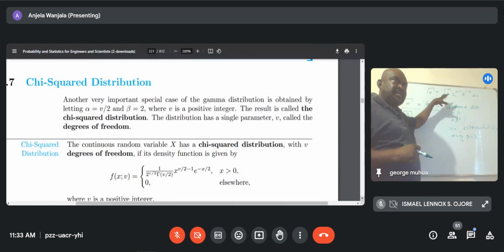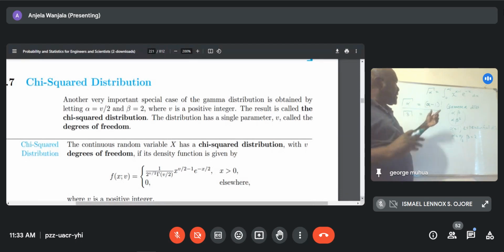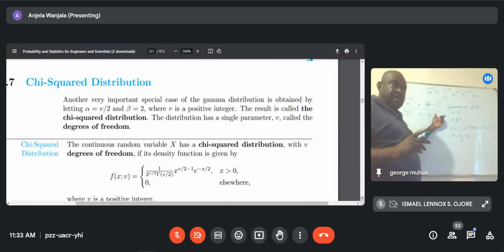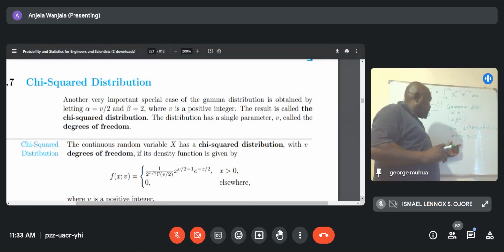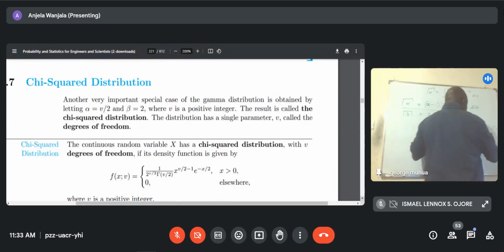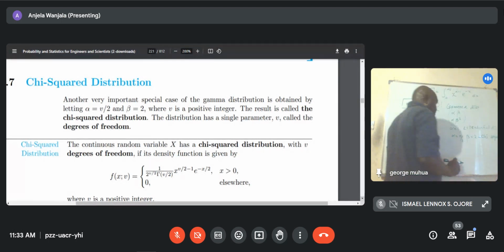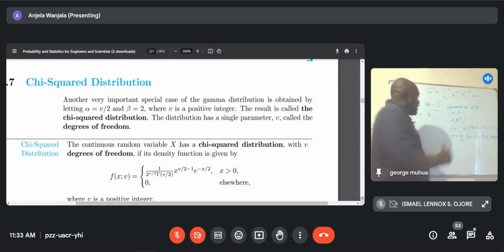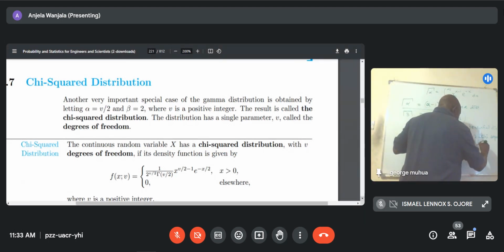It is, I think, related to some aspect in engineering where they apply it, and then its mean, variance, and special cases: when alpha is equal to 1, we have an exponential distribution. When alpha is equal to n over 2 and beta is equal to 2, we have what we call chi-square. This one is now called the chi-square distribution. I'll mention that later when we are looking at sampling distribution. And this chi-square has what is called degrees of freedom. We will mention that again.